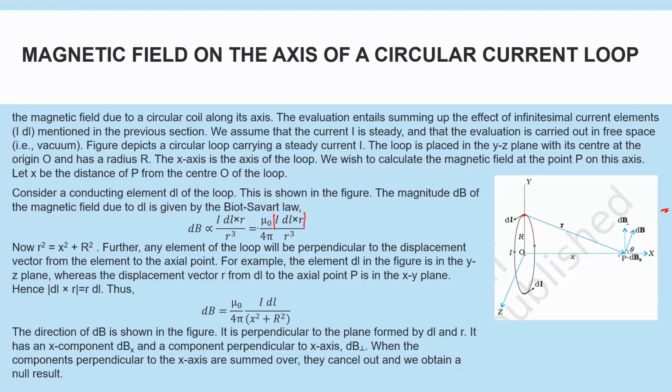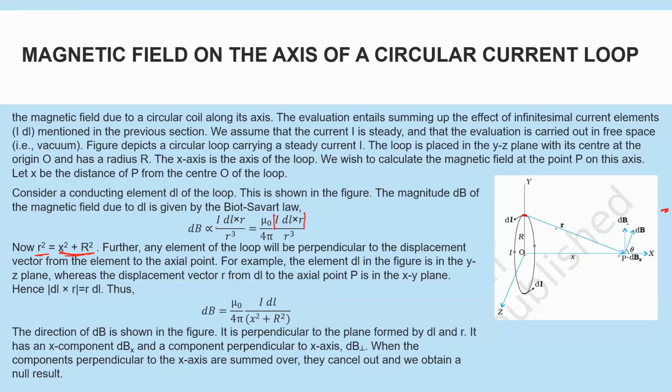Now we can see that this is the radius of the loop, and this is the distance between the center of the loop and the point P. We want to know the distance between the dl and the point P, which can be given as a small r. So we can say r square is equal to x square plus R square. These two are known, and this is not known, so we substitute with these for small r square.